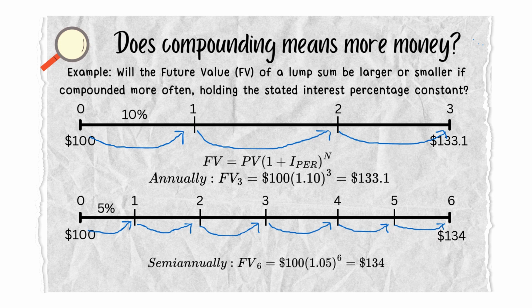Does compounding mean more money? What is compounding? Compounding means you earn interest on both your money and the interest it already made. So your money grows faster over time. This means that compounding will make your money more. Let's look at the example on the slide.